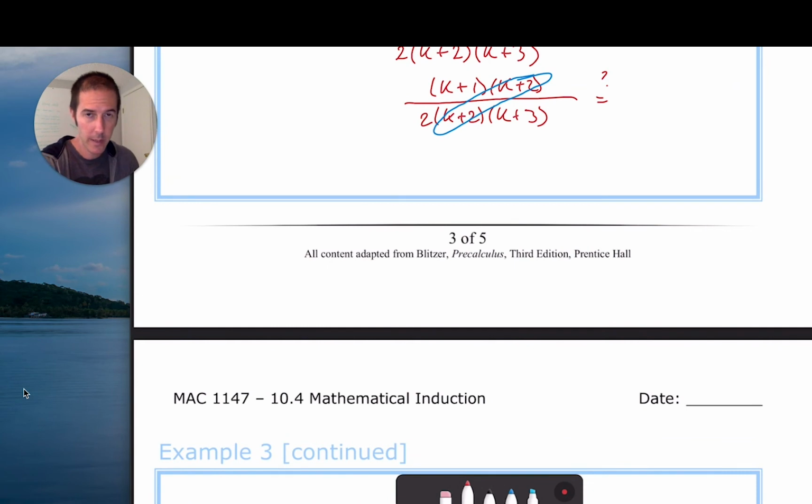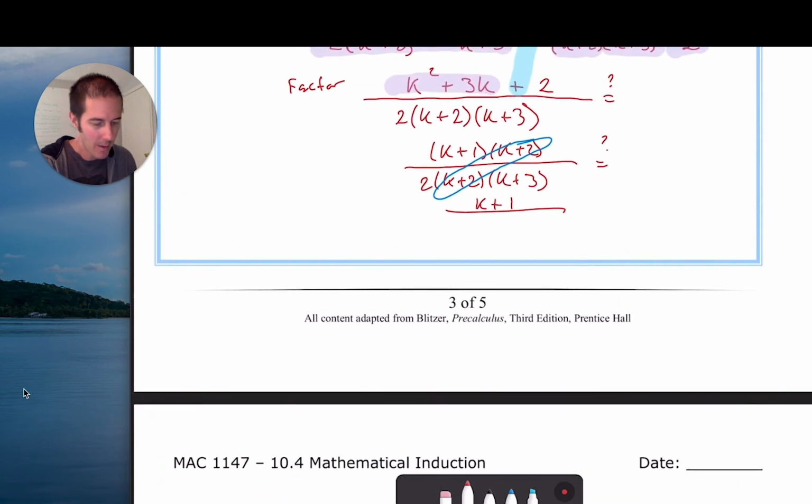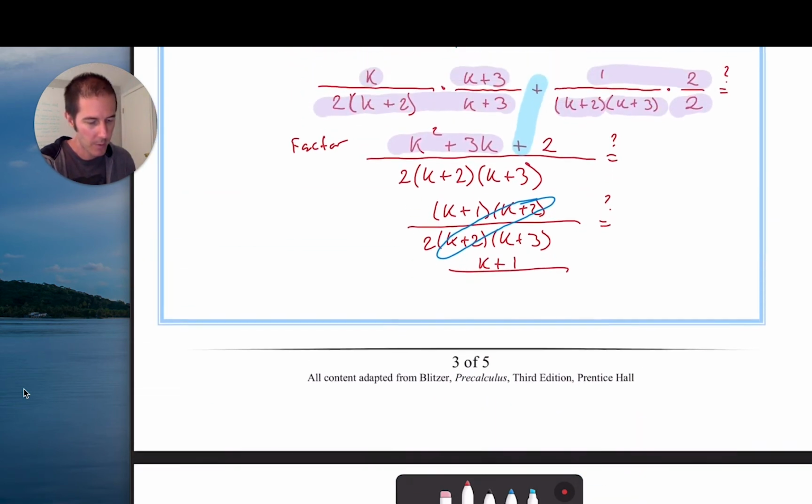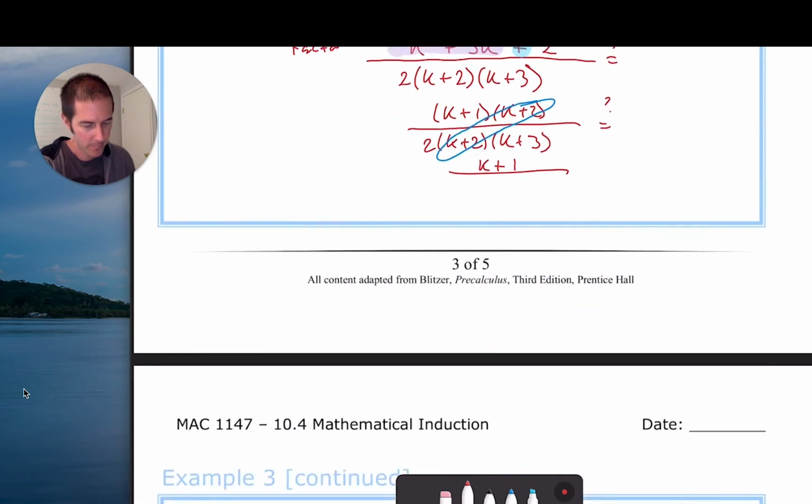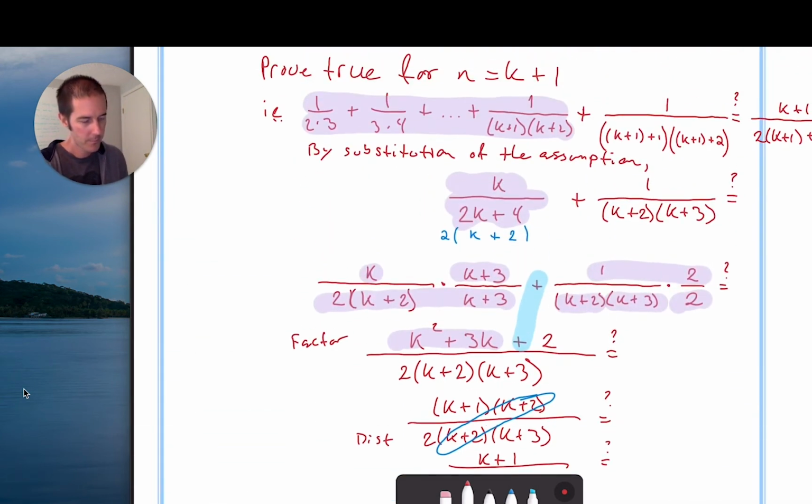If we have to go on to the next page, we will. So now we've got k plus 1 in the numerator. In the denominator, I'm going to distribute. I'm going to write this as 2k plus 6. So we distributed in the denominator, we got 2k plus 6. Maybe this equals the right-hand side.